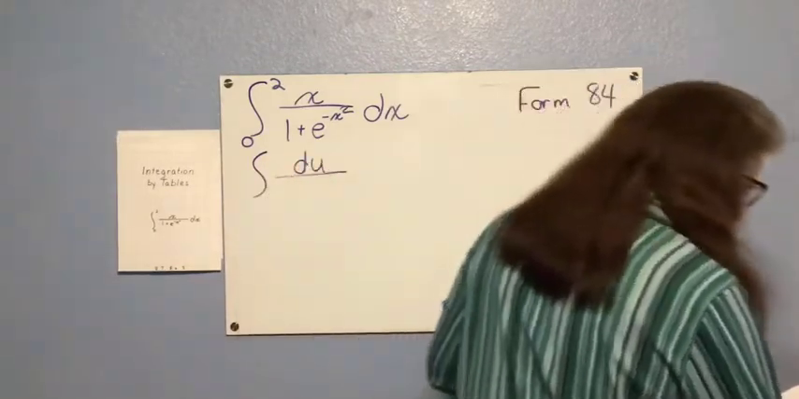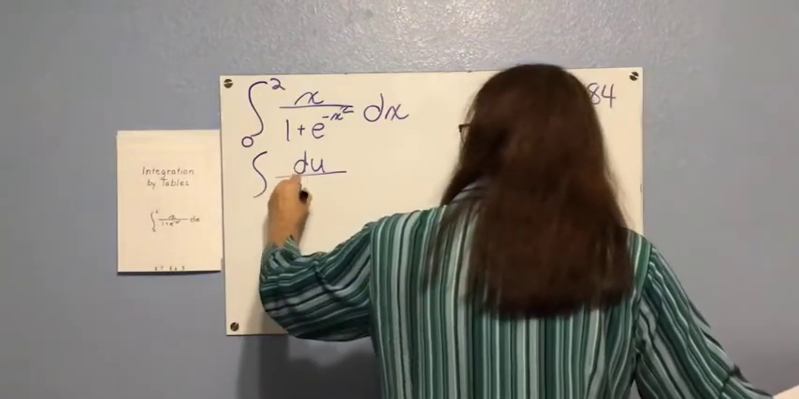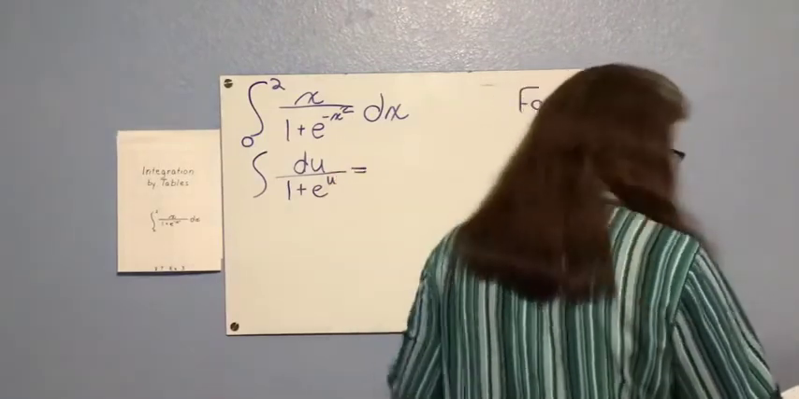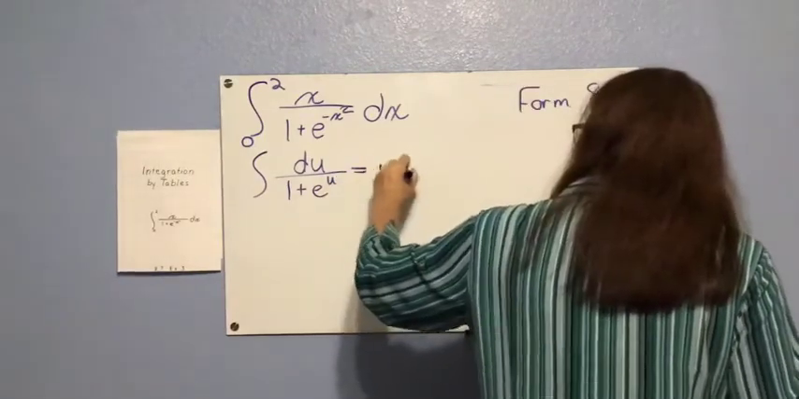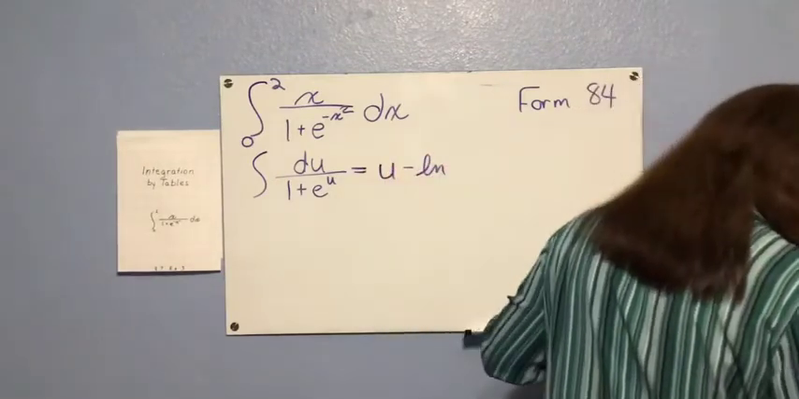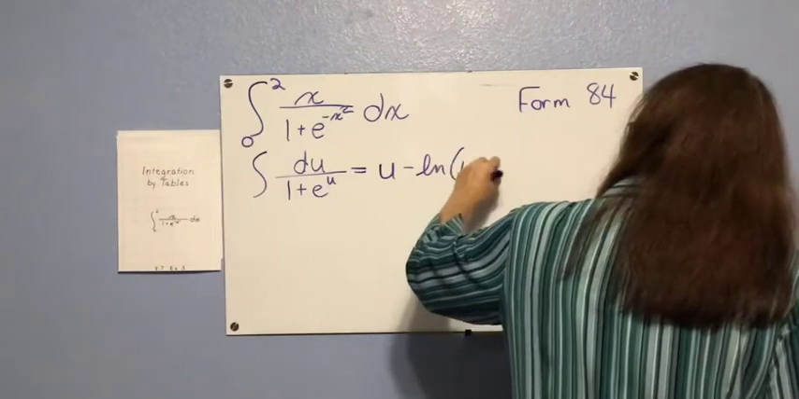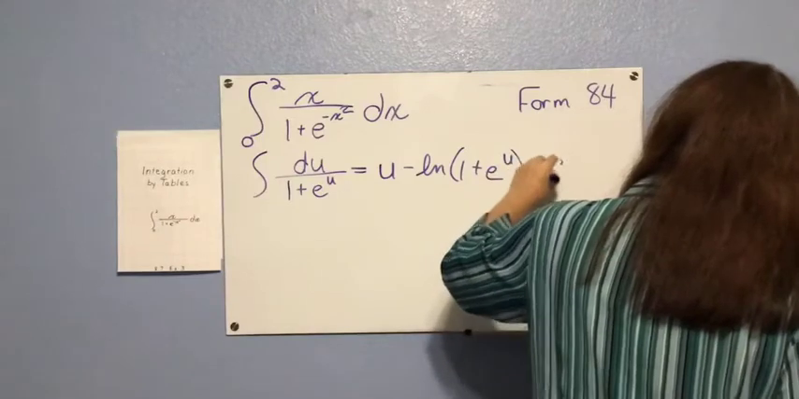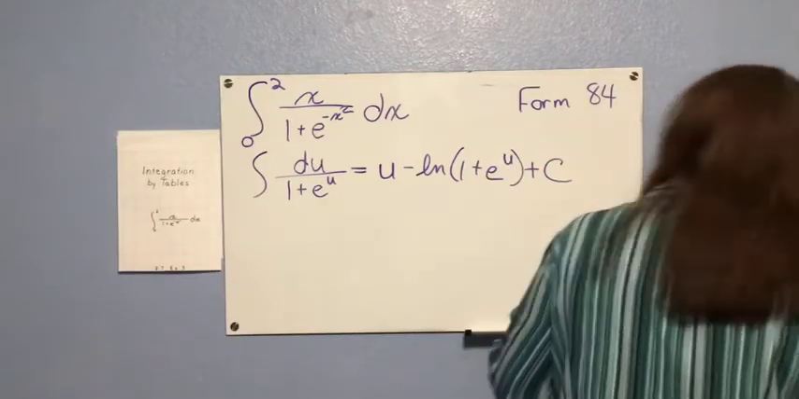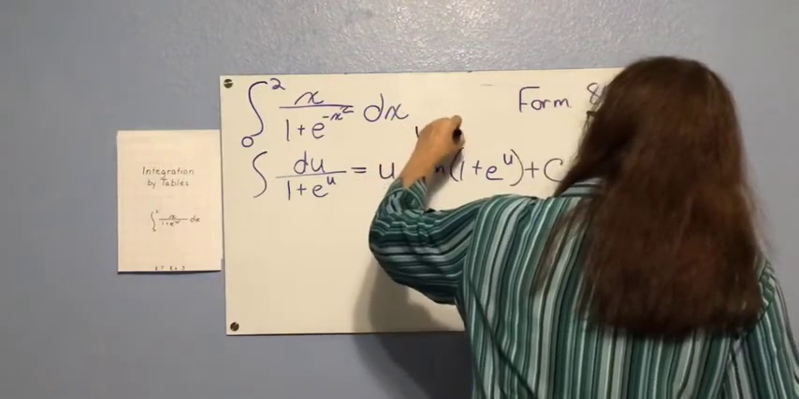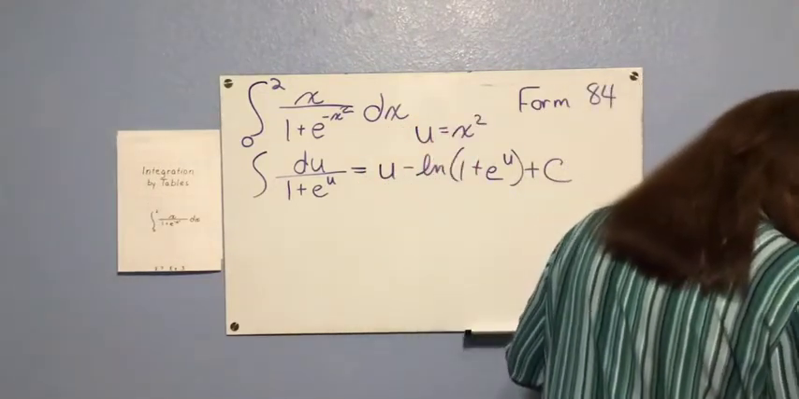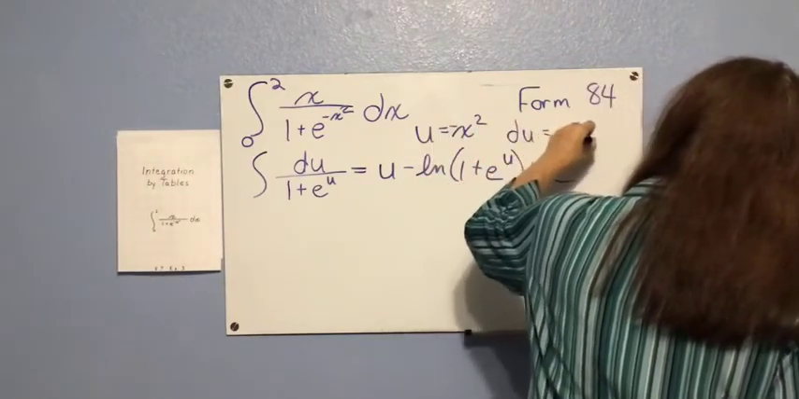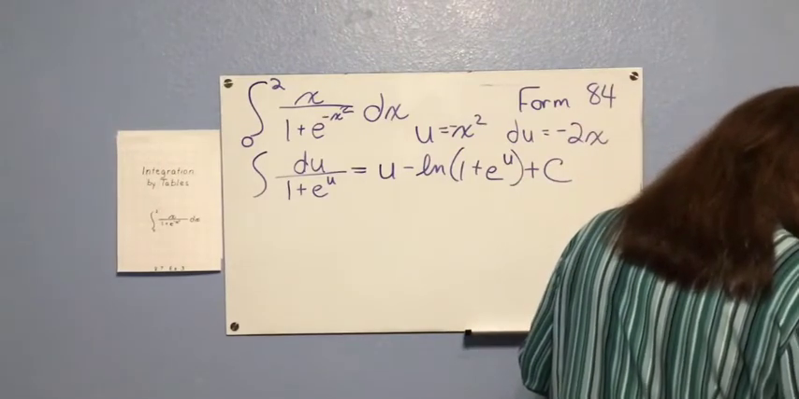The integral of du over 1 plus e to the u is equal to u minus the natural log of 1 plus e to the u, plus c. So we're going to let u equal negative x squared. So du is negative 2x dx.